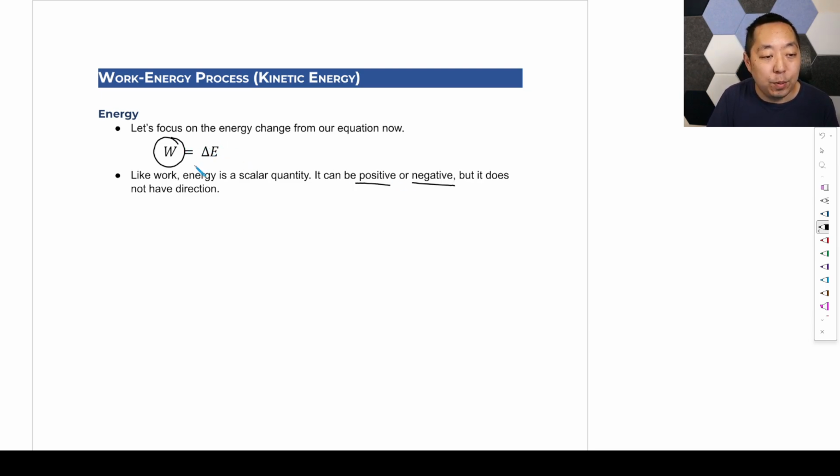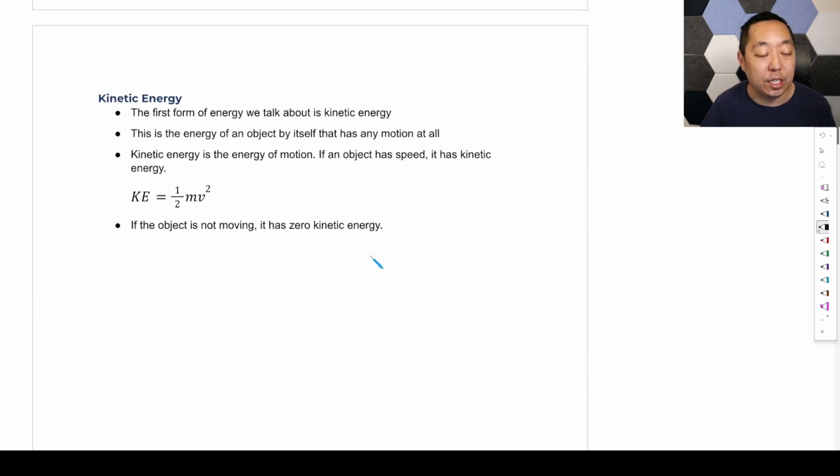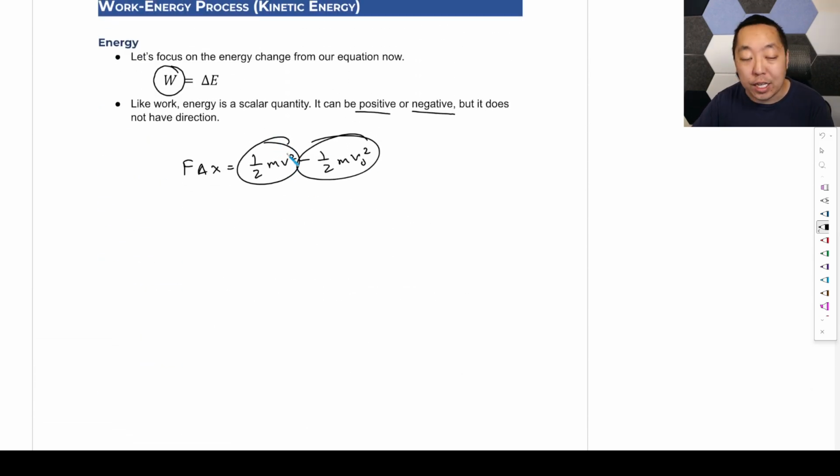Now, remember when we derived this, we derived this expression from our F net equals ma. It was this 1/2 mv squared minus 1/2 mv0 squared. And so we want to talk about this quantity here as the change in energy. And this thing is called the kinetic energy. This 1/2 mv squared term is the kinetic energy. And so this difference is the change in the kinetic energy.